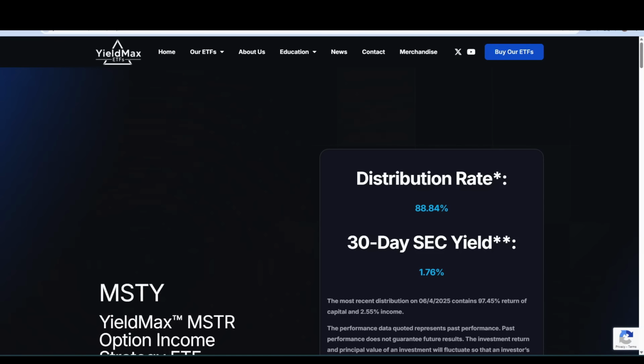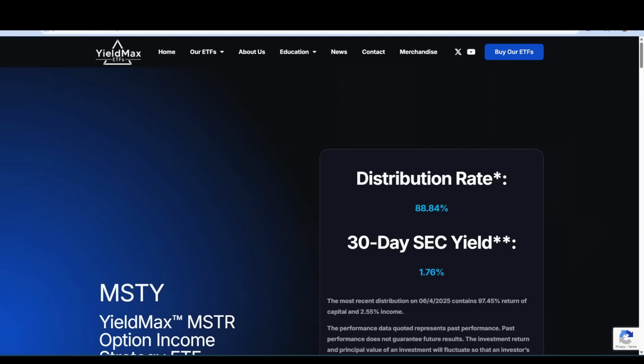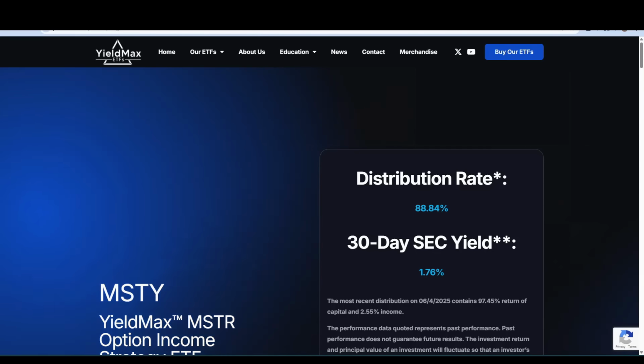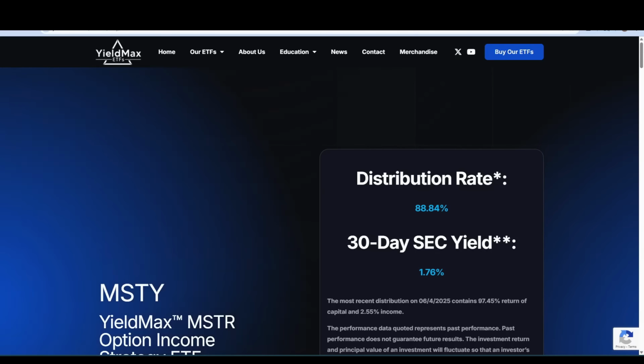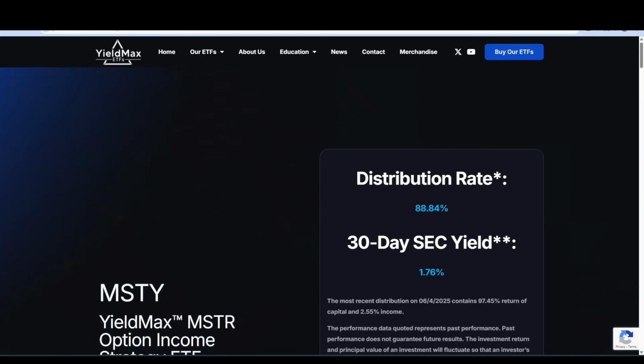So what is the momentum of MSTY? Is it up, down, flat? And how is this distribution rate shown on the website calculated? And what does it mean?